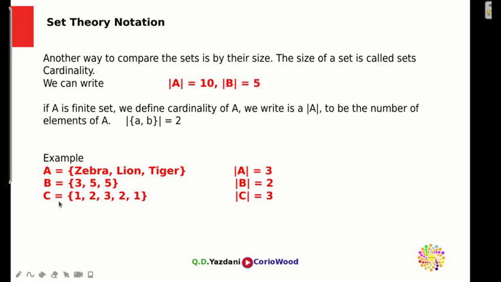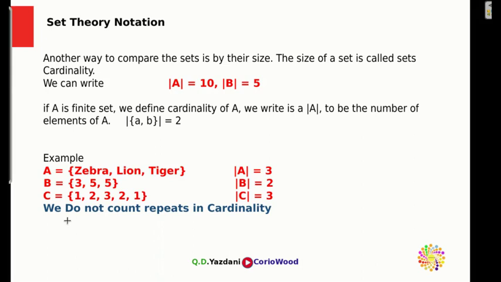Now the cardinality of C: 1, 2, 3, 2, 1. You tell me: 1 is unique, 2 is unique, 3 is unique. What about the other 2, which is the same? We count it as 1, and the other 1 we also count once, and that's going to be 3. In cardinality, keep in mind we do not count repeats. Whenever you see repeats, we do not count them.